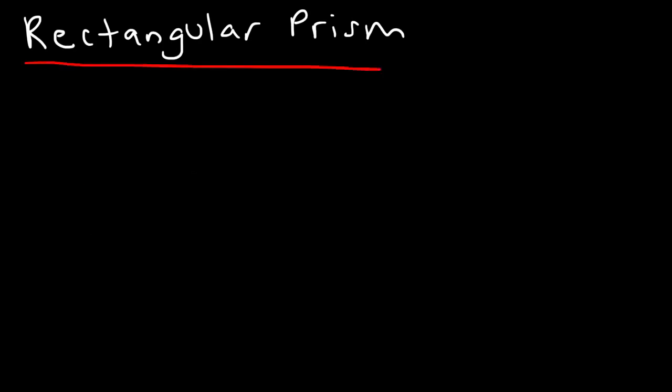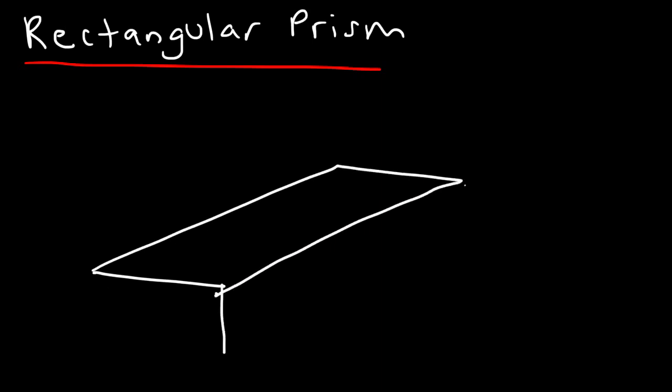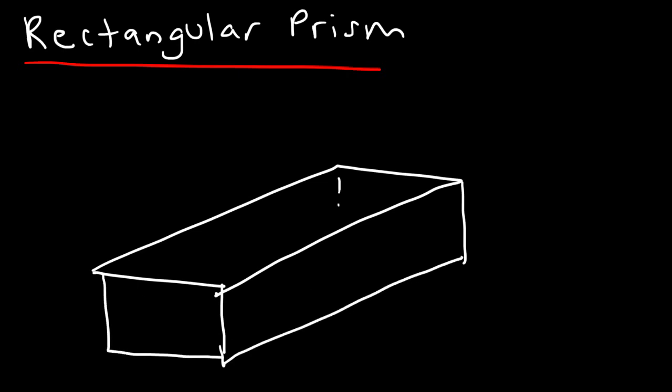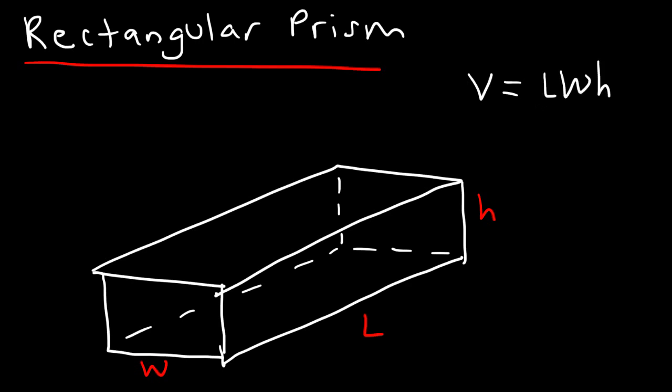Now let's move on to the next shape. And this is the rectangular prism. So let's draw this first. So let's call this the length, the width, and the height. The volume of a rectangular prism is simply the product of those three values. It's the length times the width times the height.